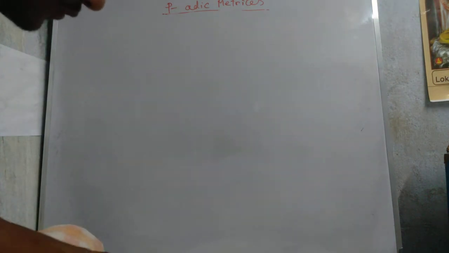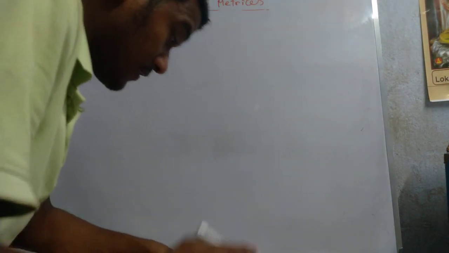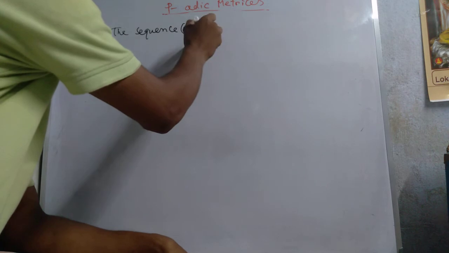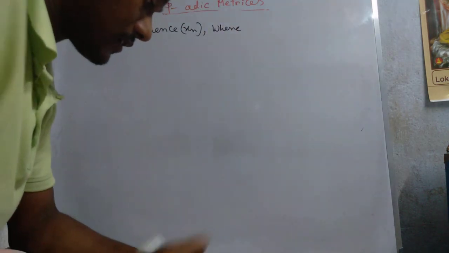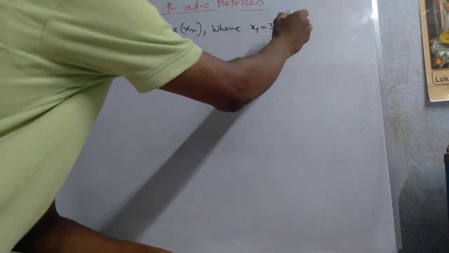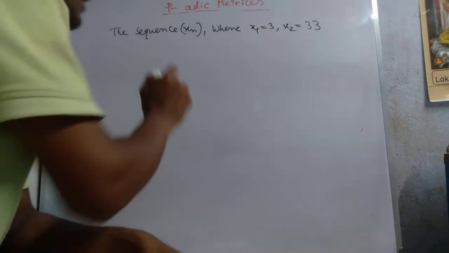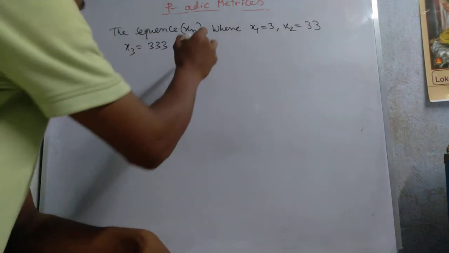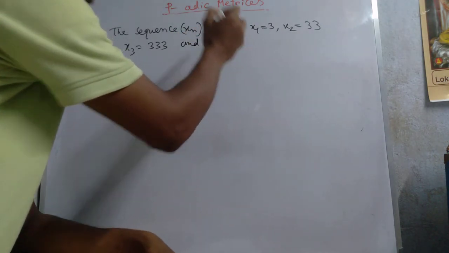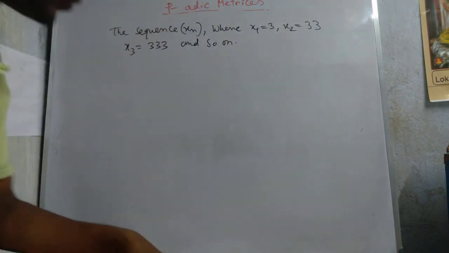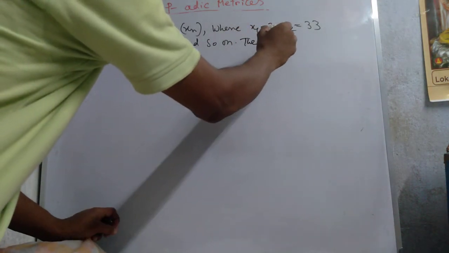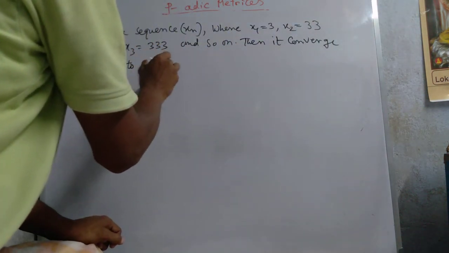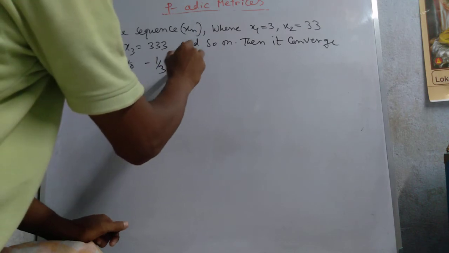Now another example. We see that here the sequence x_n where x1 equals 3, x2 equals 33, and x3 equals 333, and so on. Then it converges to -1/3 in Q_p.